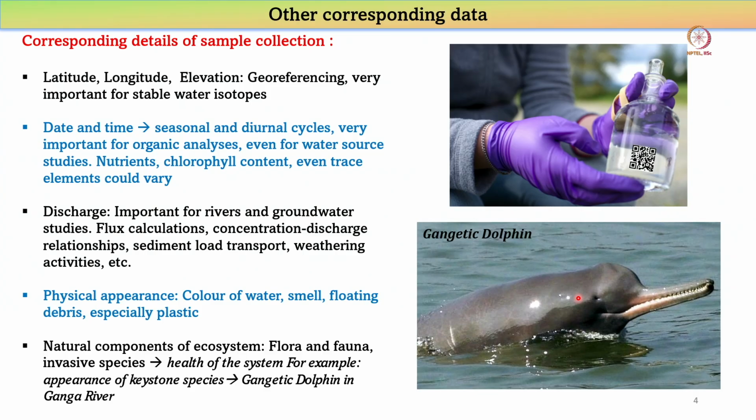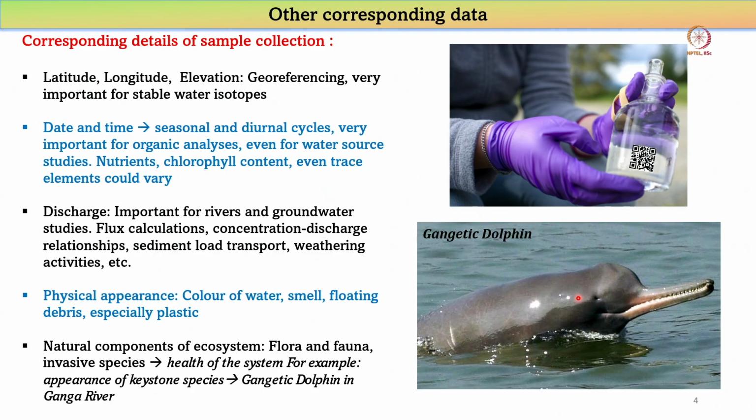Then sometimes a lot of floating debris can be seen. You will know that from a particular point source a lot of debris is coming. So when you go to a particular location, you can see the physical appearance and say, okay, what exactly is happening to the system. Sometimes you may not even know, so there will be smell, right?